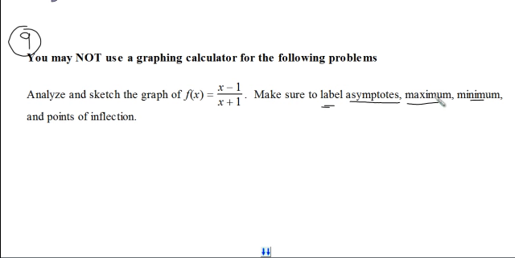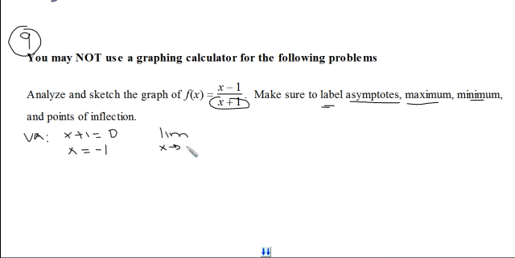So first I'm going to try to find vertical and horizontal asymptotes. For the vertical asymptote, I'm going to set the denominator equal to 0. So x equals -1 is a vertical asymptote.